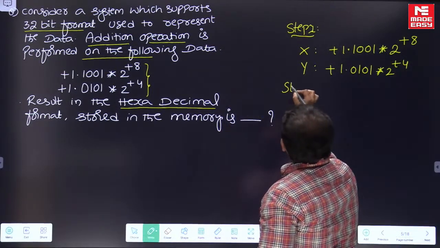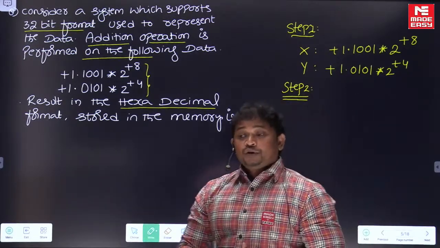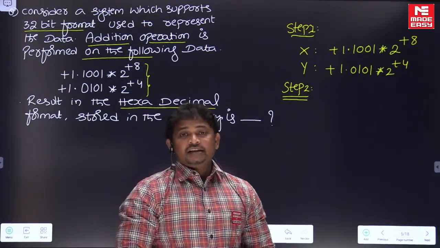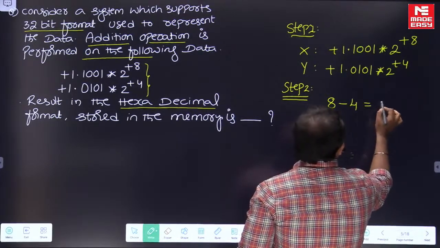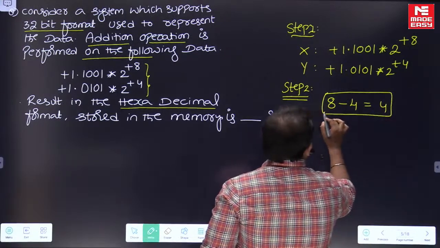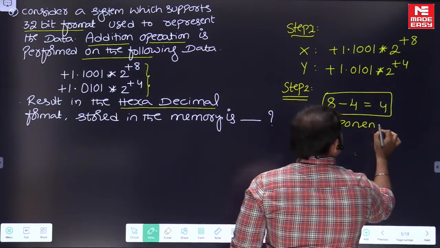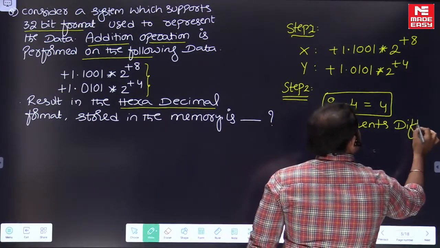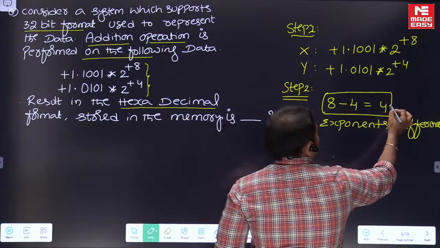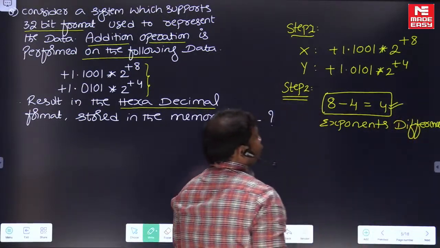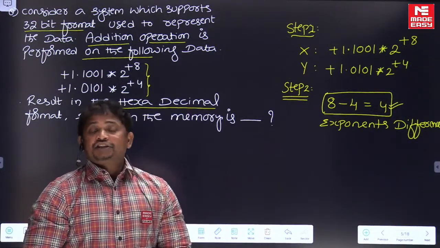Next, second step. What is that? Compare the exponents. I compared two exponents, 8 and 4. Both are not same. Now take the difference. Difference between two exponents, 8 minus 4, is equal to 4. That is the exponents difference. So take the smaller exponent Mantissa, align to right direction 4 times.